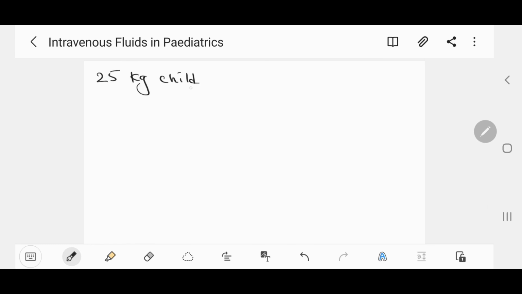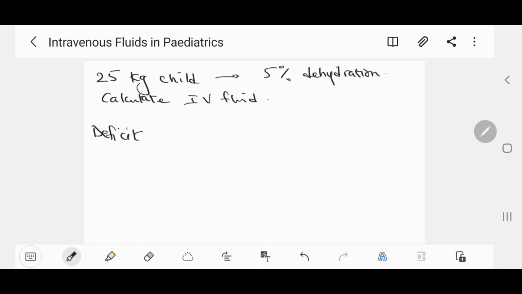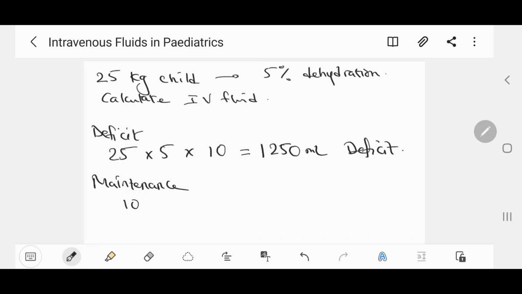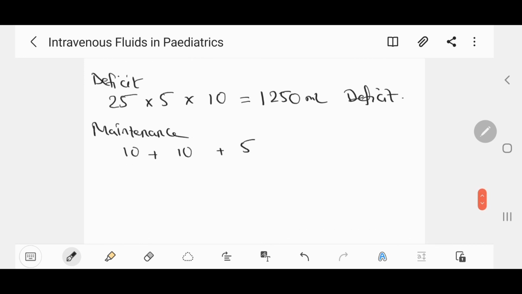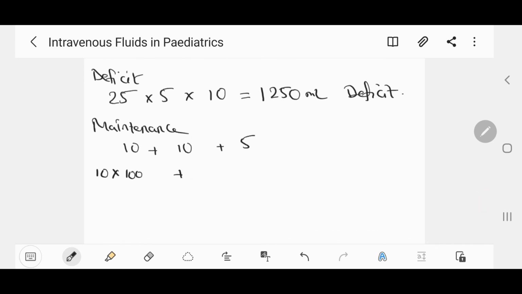Now, let's do some calculations. We've got a 25-kilogram child. Let's calculate the IV fluid requirement for this child. Okay, so we start with the deficit. Let's assume that he's got a 5% dehydration level and we don't know the premorbid weight. So what we do is we multiply 25 by 5, the percentage of dehydration, and by 10 according to the equation mentioned before, which equals 1250 mLs.